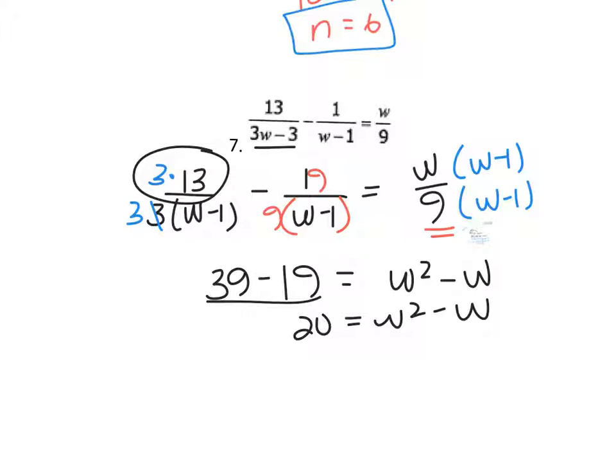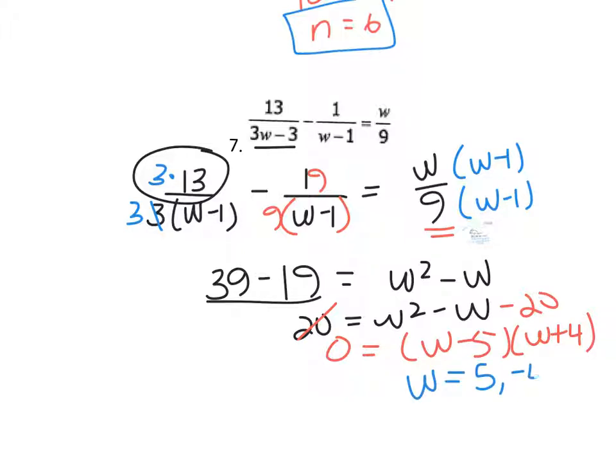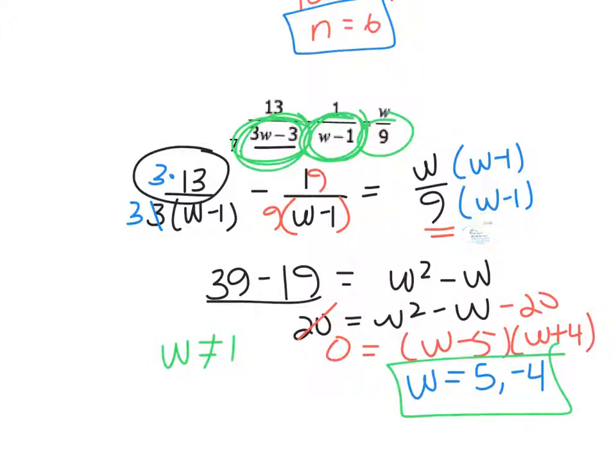So again, I'm going to have a quadratic, so I'm going to get one side equal to 0 and factor it out. So it's going to be w minus 5 times w plus 4. So my two solutions are going to be 5 and negative 4. So now I need to go back up here and see if these two are restricted at all. So my restrictions are going to be w can't be 1 because of this and here. So this is my solution.